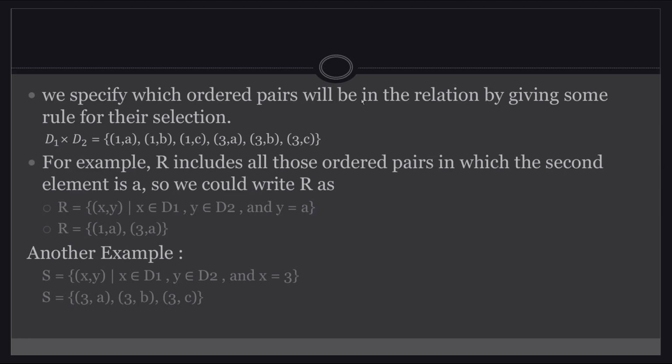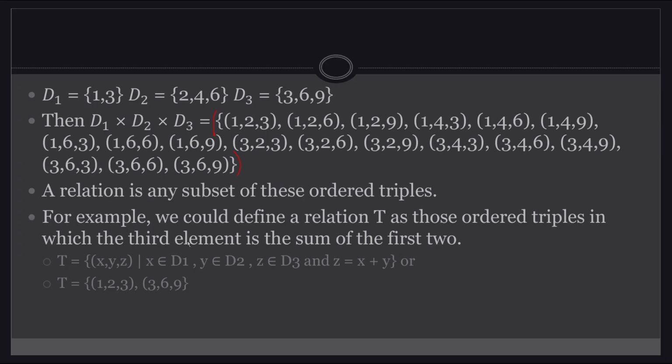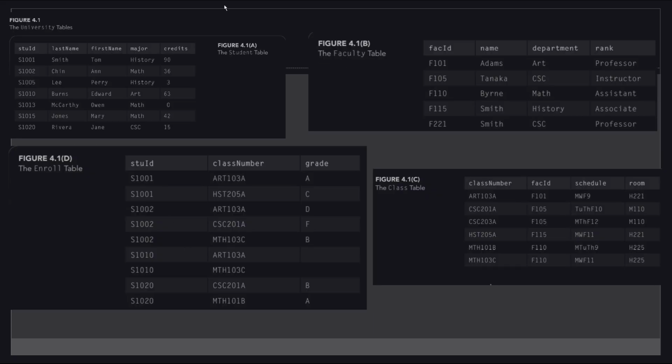So using the rule that we just described, we can define a relation according to the rule that the third number be the sum of the first two numbers. So z equals x plus y, and there are only two elements of this entire Cartesian product of 18 elements that satisfy this property.